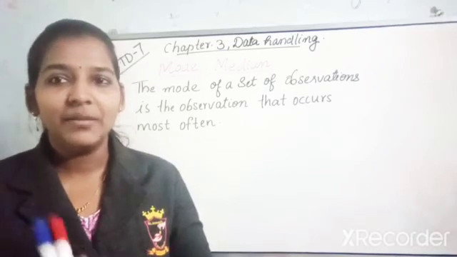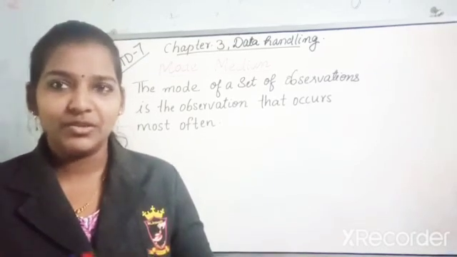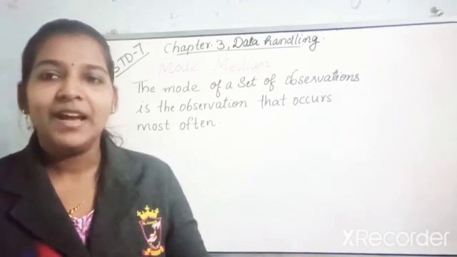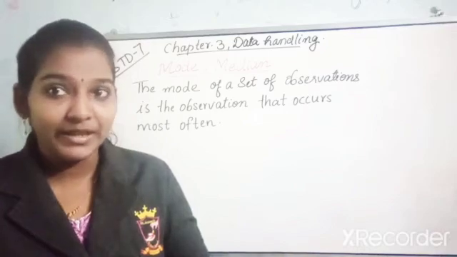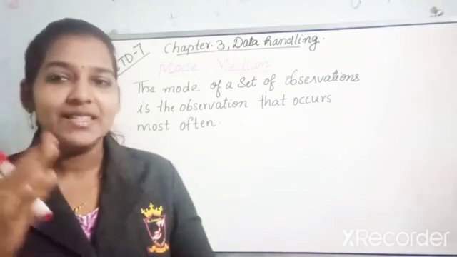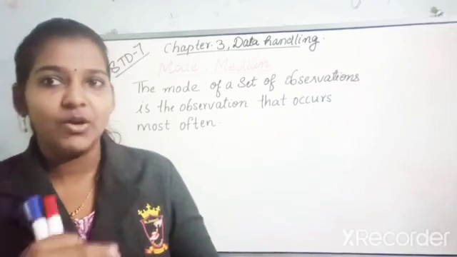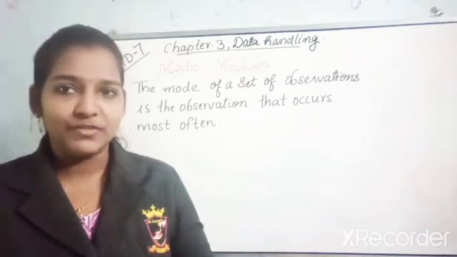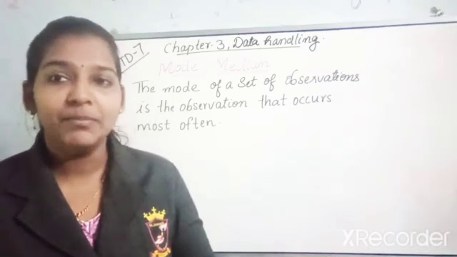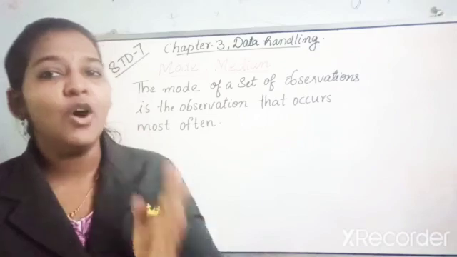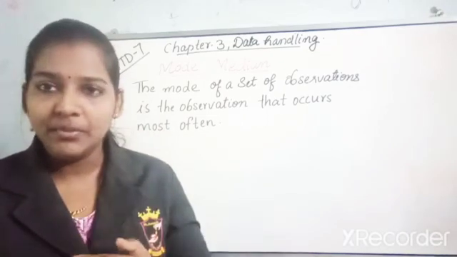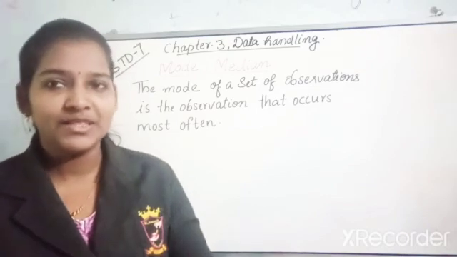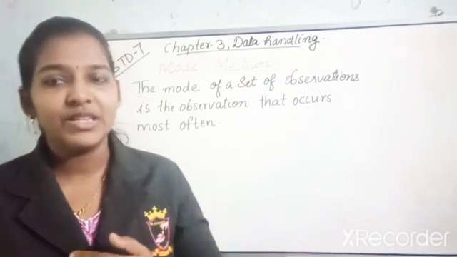Arithmetic mean shows the average of the set of given numbers or given observations. And we can find arithmetic mean by using the formula: sum of all observations divided by number of observations. Arithmetic mean is equal to sum of all observations by number of observations. So clear, children? We discussed many questions based on range and mean.